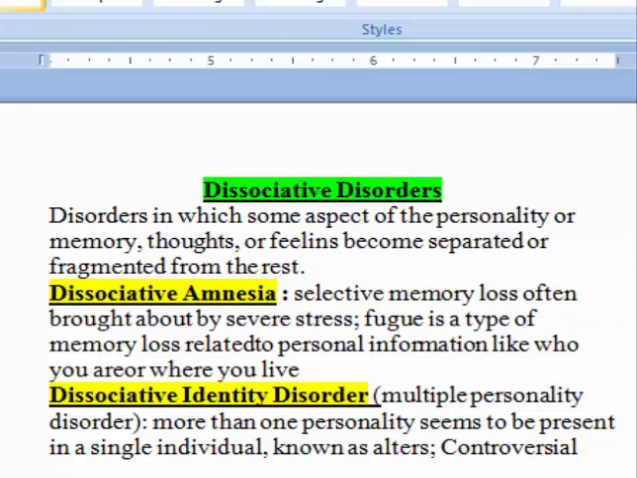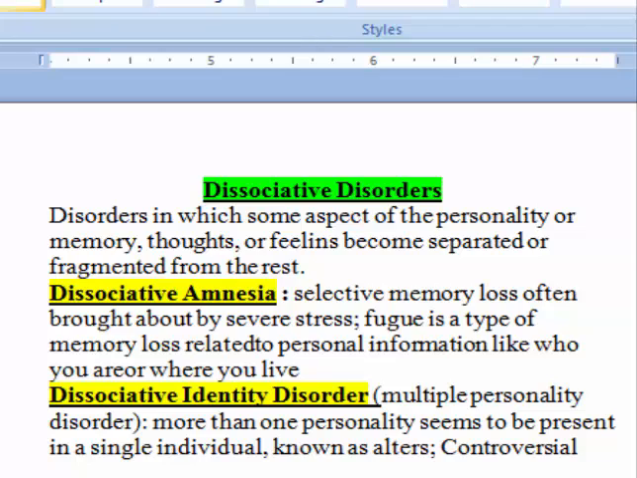With dissociative amnesia, when we talk about selective memory loss brought on by stress, maybe you can't remember the birth of your child, or you can't remember college graduation, or the day you got married, things like that, where you lose some part of your memory. And then fugue would be much bigger than that. So personal information like who you are, where you live. You wake up one day and you're sort of like, why am I here? What's going on? You might even up and move somewhere else and get a new job and start a new life. Now, usually, these memories come back.